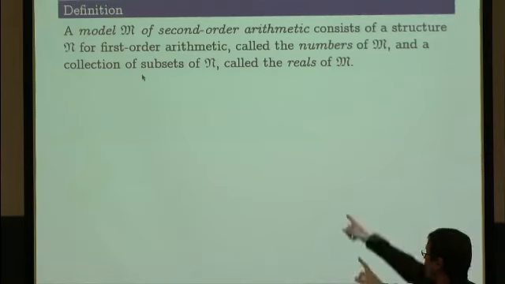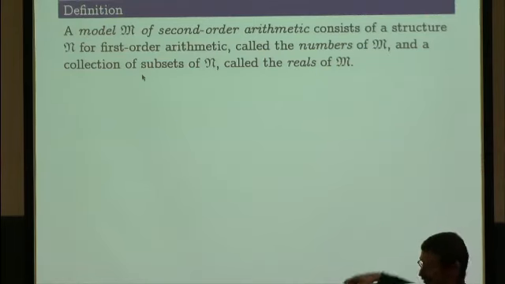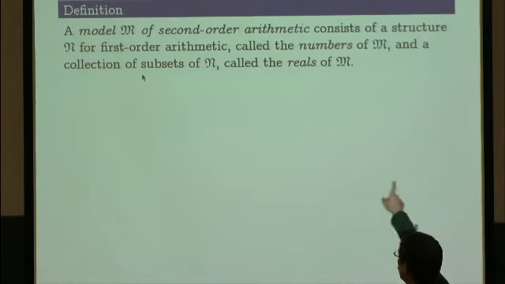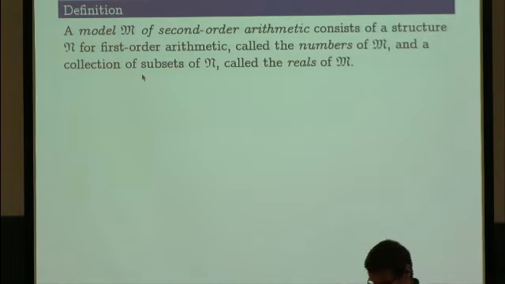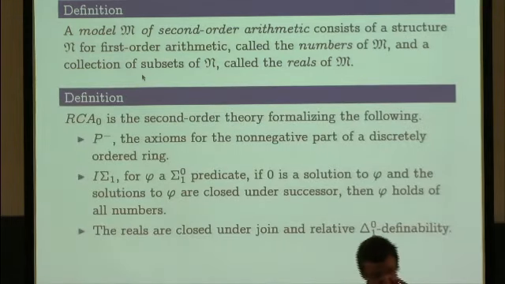Okay. So a model of second order arithmetic, this is a structure like Antonio was talking about, consists of two things. It consists of a version of the natural numbers and then a version of the power set of the natural numbers, which are supposed to be some representation of the infinite sets. So there are the numbers of the model, and then there are the reals of the model.